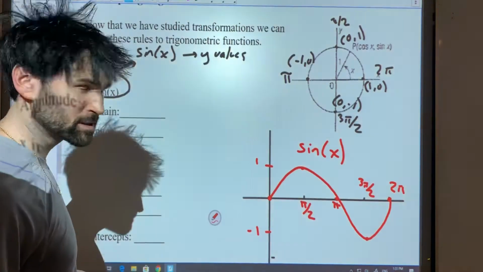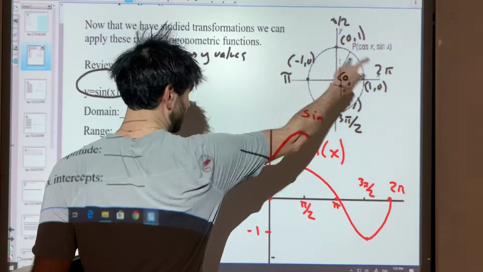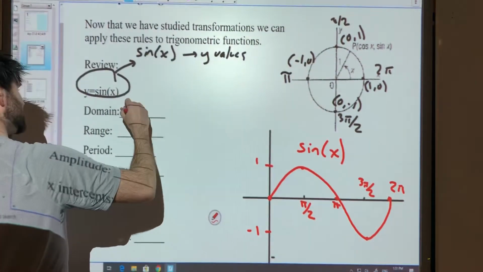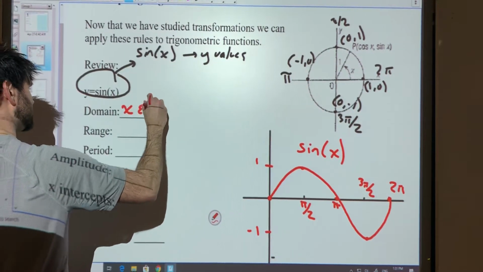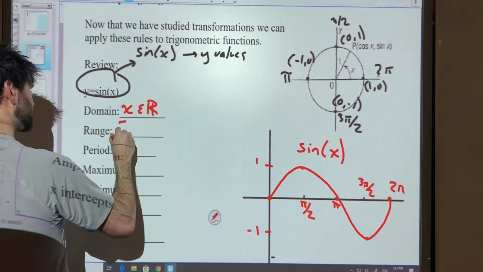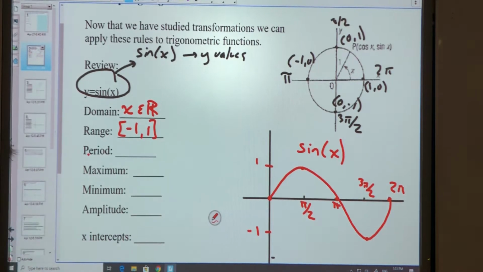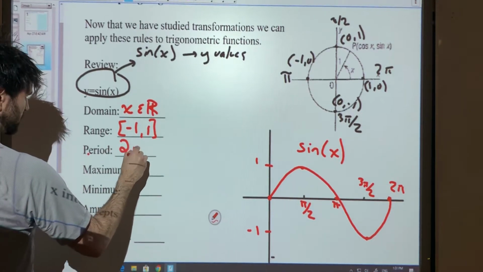Beautiful, wonderful curvy graph. So check out the domain. Well, we can keep going forever and ever. We can keep going with coterminal angles. So the domain is actually x element of the reals. Now the range, you'll notice, is always between negative 1 and 1. So that is what we're going to write there. Period is something that we're going to talk about in a moment. For now, we're going to write 2 pi.